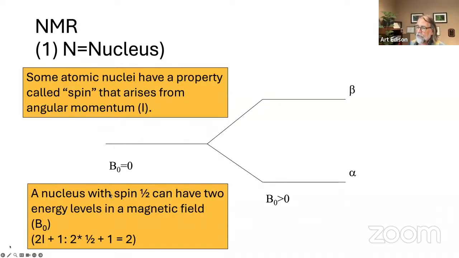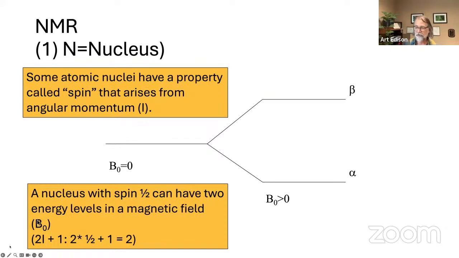But the nuclei that we concern ourselves with in metabolomics, and solution state metabolomics in particular, are spin 1/2. You probably have heard of this in physical chemistry or other areas, but spin 1/2 nuclei are like proton, C13, phosphorus 31, nitrogen 15, and several others. Spin 1/2 nuclei can have two different energy levels when they're put into a magnetic field.